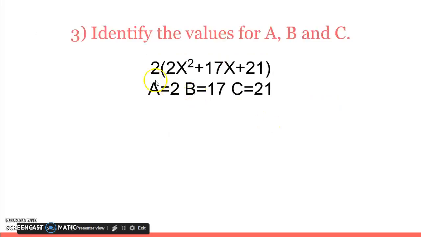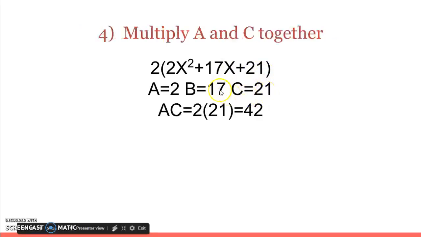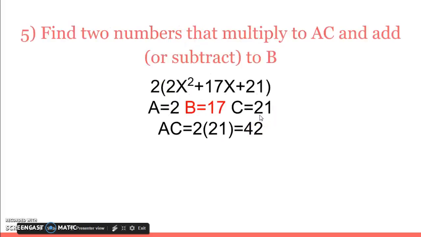Then we want to make sure that we identify our values for a, b, and c from our general form. So the number in front of our x squared is our a, and that's 2. In front of our x is our b, and that's 17. And our last constant is going to be our c, and that's going to be 21. Then we want to multiply together our a and c. So we have 2 times 21, and that gave us 42.